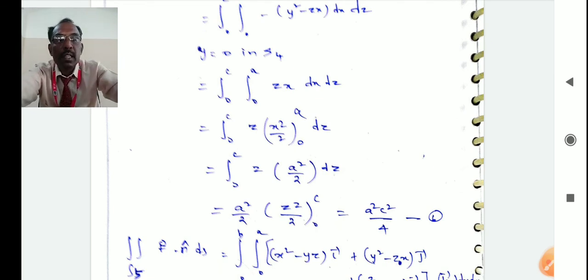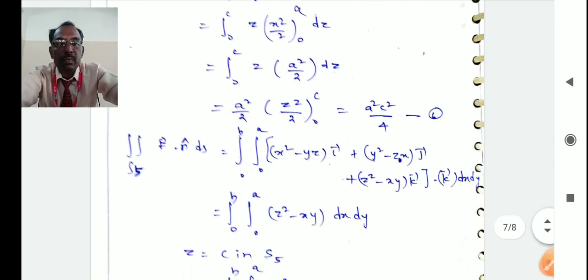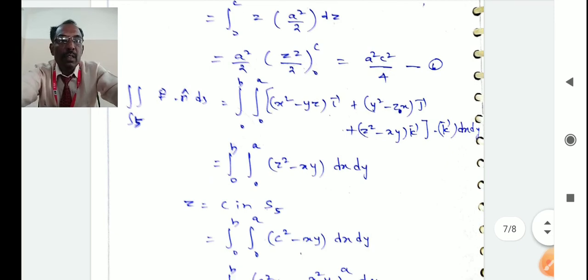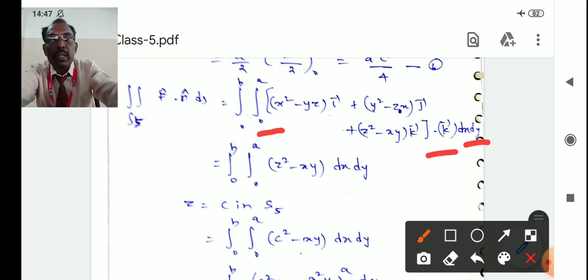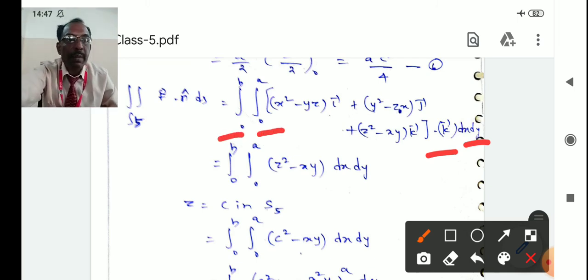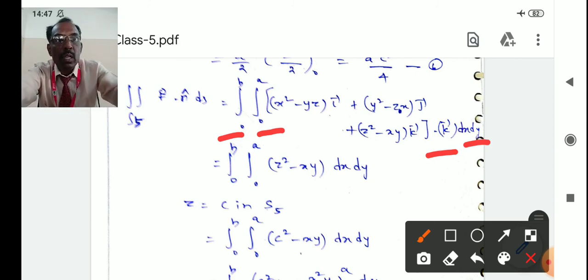This is along S4 values. Along S5, the xy surface, here n cap value is k vector. The xy surface lies on the z axis, so variations are only in the x and y axes. I have to take dx and dy. So x axis limit is 0 to a and y axis limit is 0 to b. Now I do the dot product of these two vectors, we get (z² − xy) dx dy.